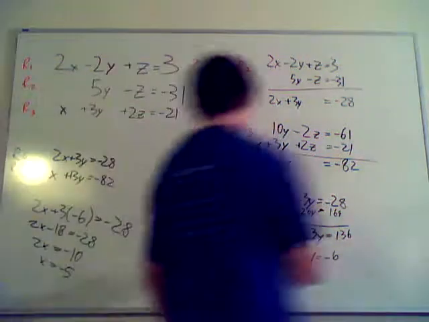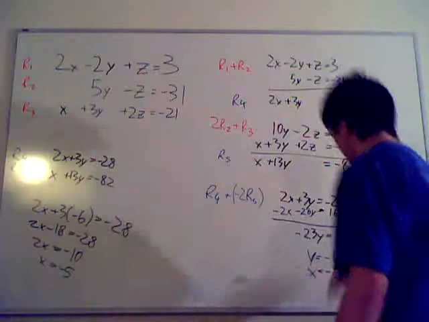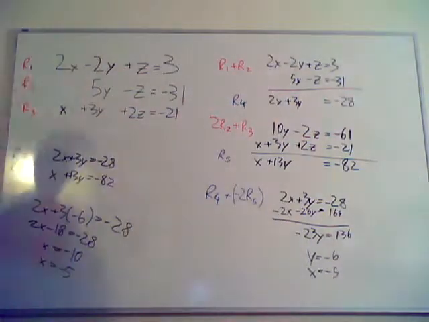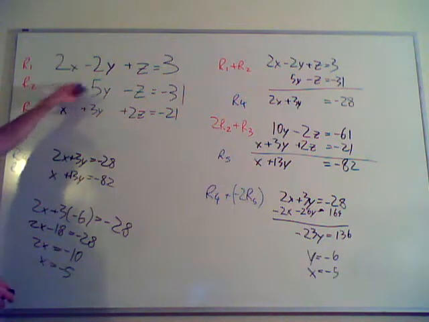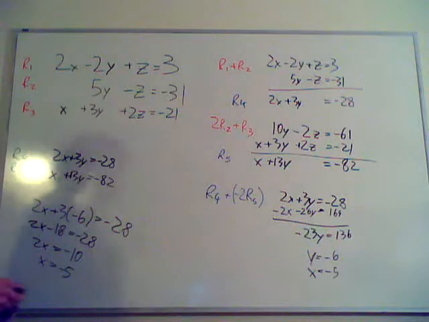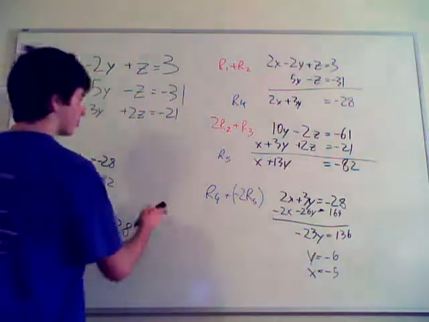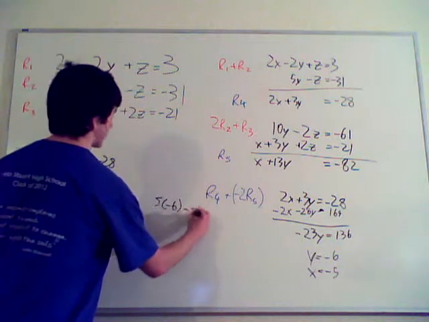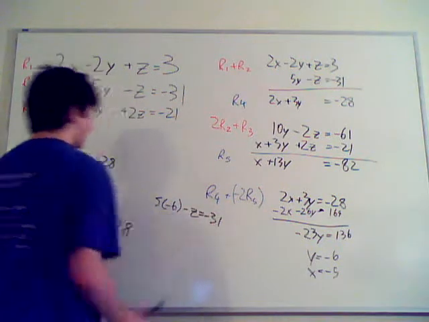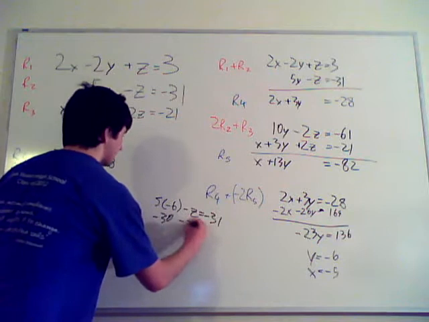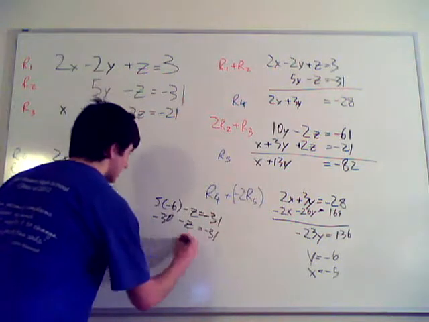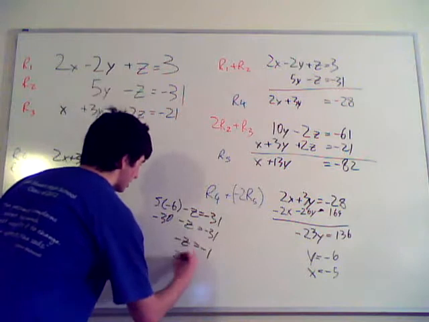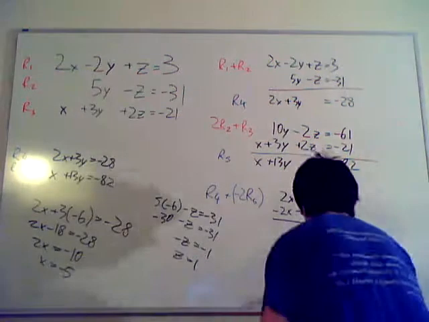Alright? So now we have 2 out of 3 variables. Now we can go up to any one of these and plug that in. You could technically go for either one of them, but because I don't even have an x here, I'm just not going to bother. I'm just going to go right here. I'm going to plug it in. I'm going to get 5y, which is negative 6. So 5 times negative 6 minus z equals negative 31. 5 times negative 6 is negative 30. Minus z equals negative 31. Plus 30 is negative z equals negative 1. So z equals 1.